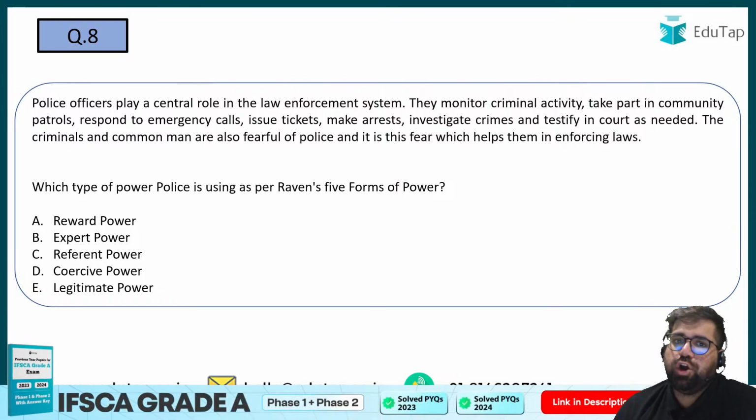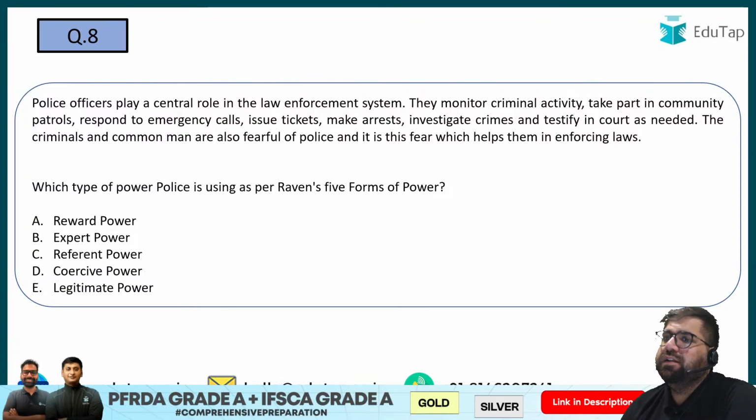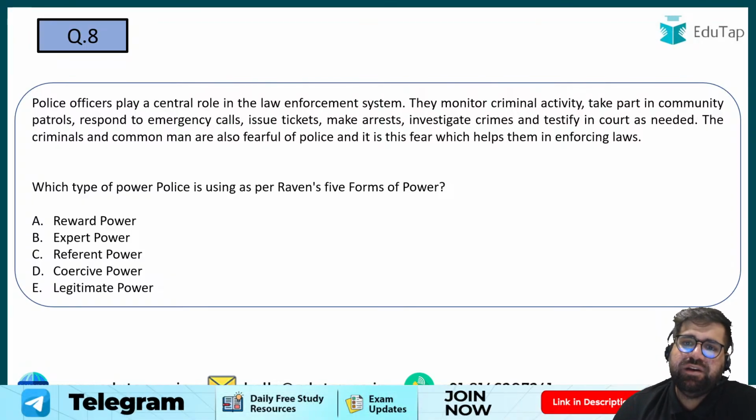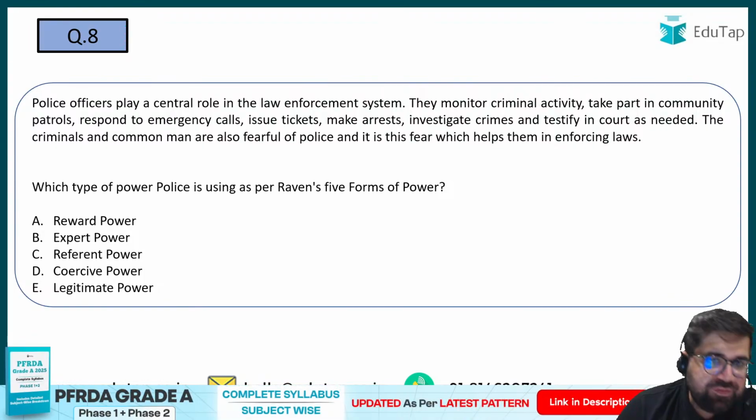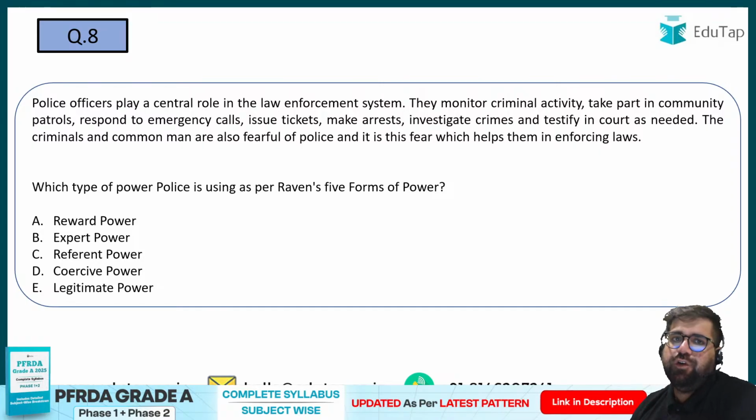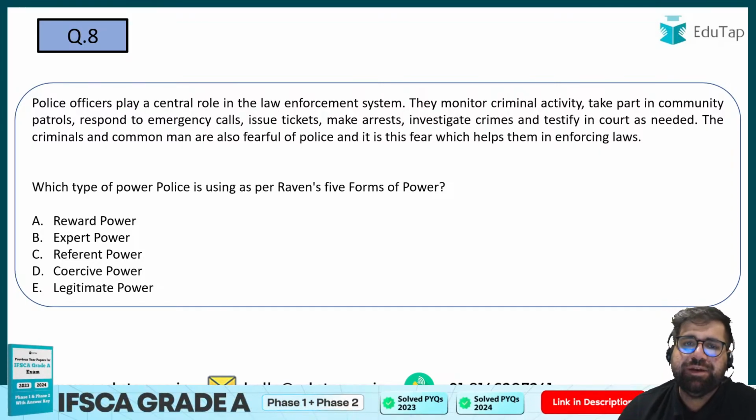The criminals and common man are so fearful of the police, and it is fear that keeps them enforcing the laws. Which type of power is the police using as per Raven's five forms of powers? So as we all know, in Raven we have five forms of powers, right? We have reward, expert, referent, coercive and legitimate.